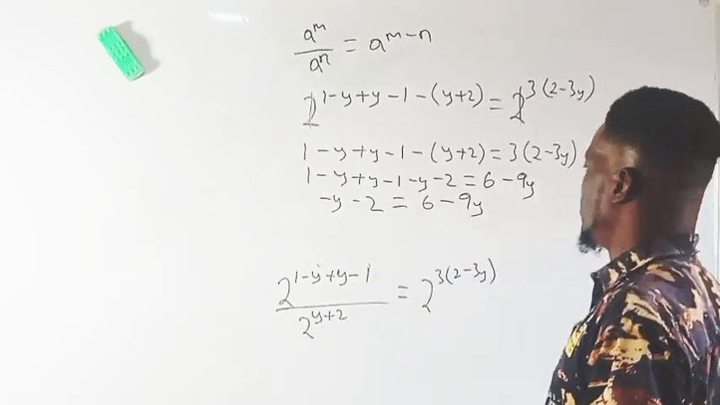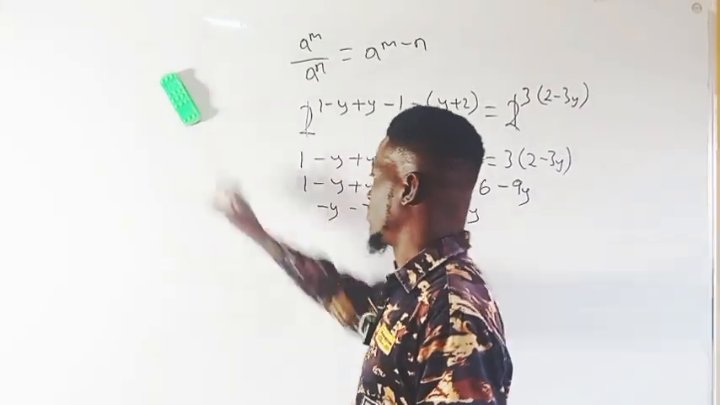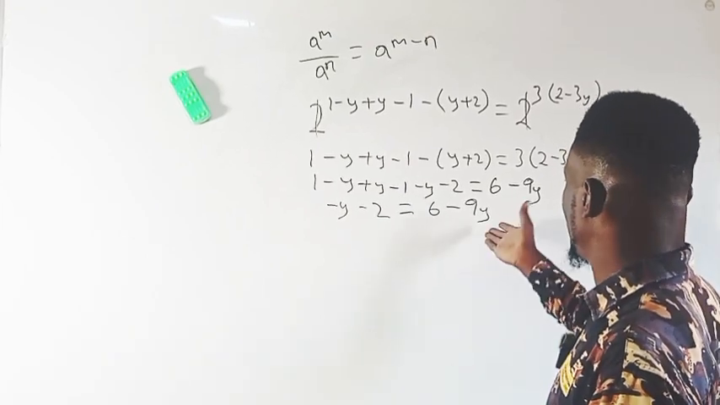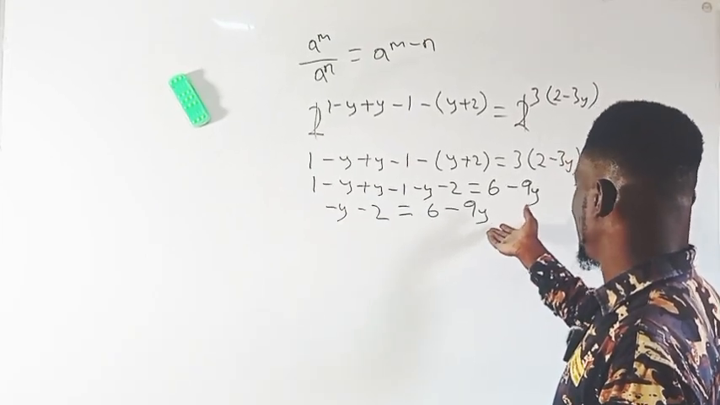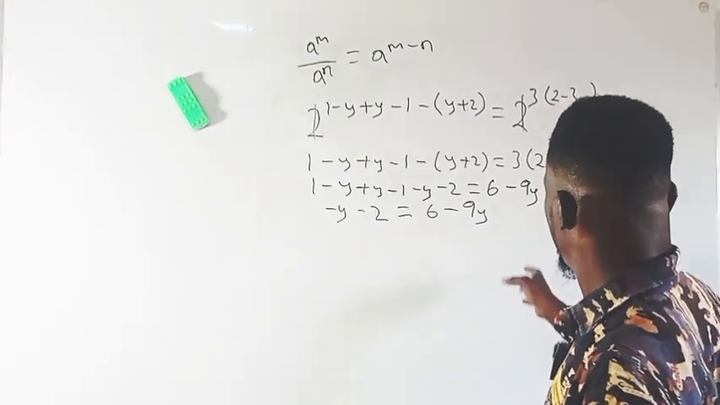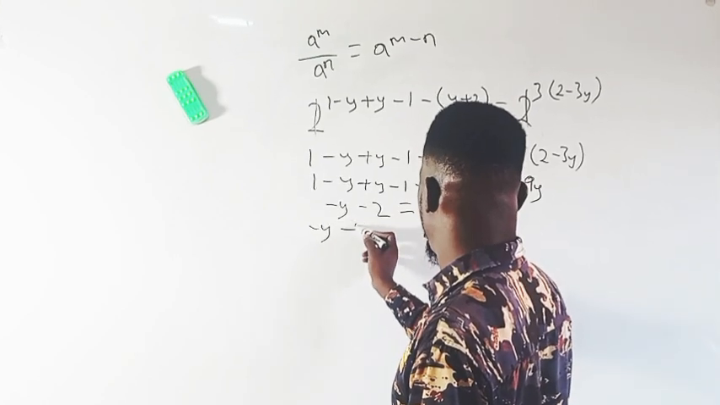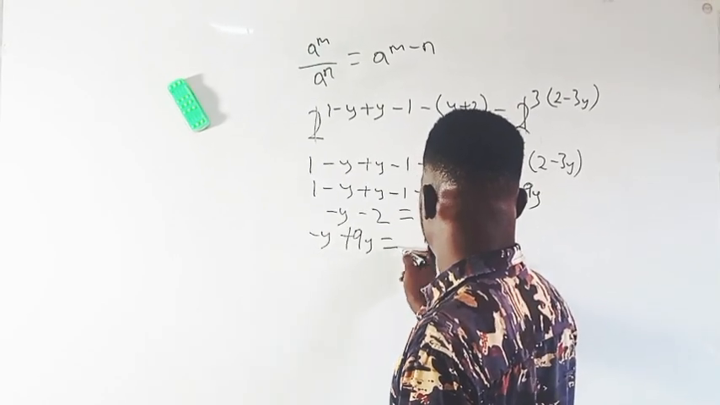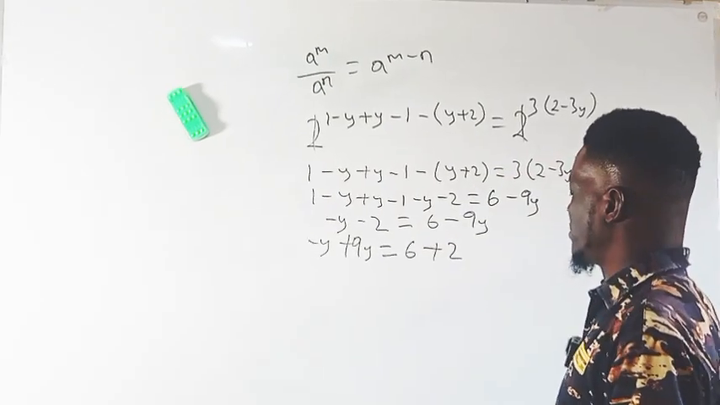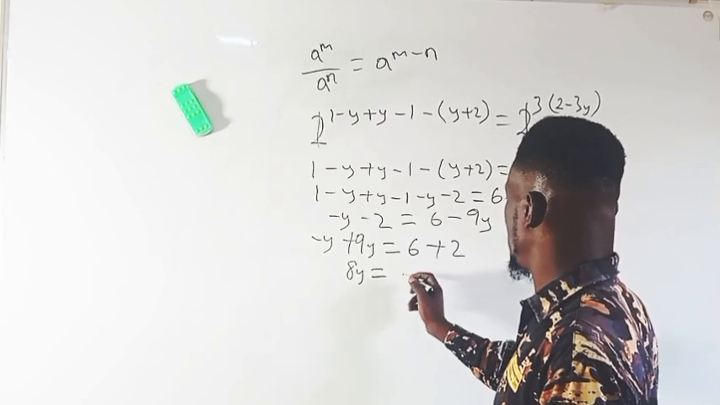Let me clean this side here. The next step is to collect like terms: let the variables be here, and let the numbers move to the other side. So this can be written as minus y plus 9y is equal to 6 plus 2. Minus y plus 9y is 8y, and 6 plus 2 is 8.